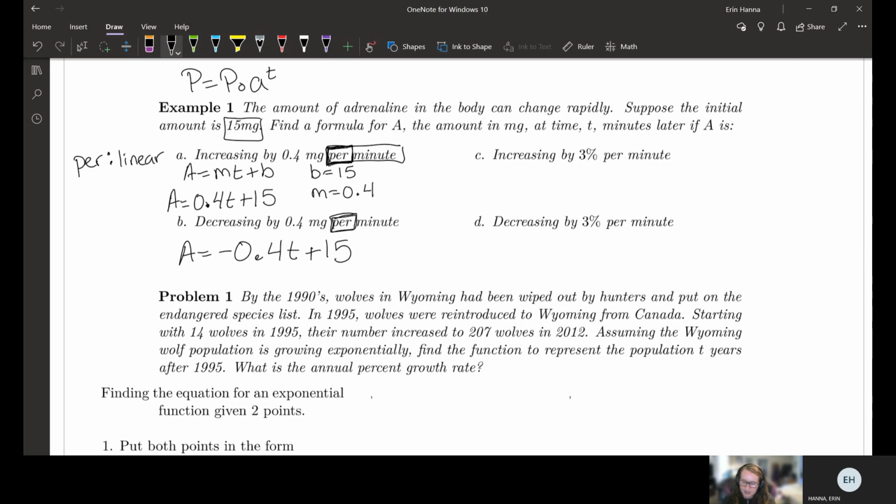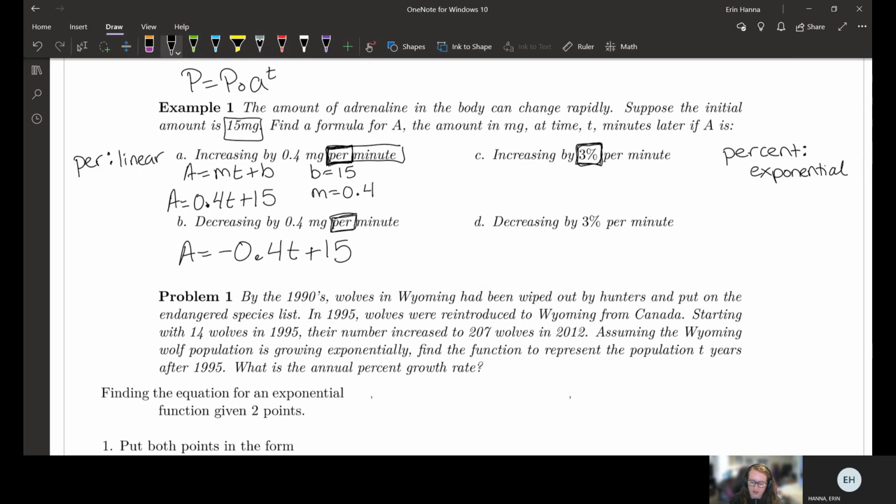Now in parts C and D, the difference is that it does have the word per, but there's a percent symbol and the percent wins out. So if you ever see a percent, whether or not it includes the word per, this is going to be exponential. So it's kind of like the percent wins out over the per. So look for the percent first. And if you don't see a percent, but it does say per something, then it should be linear.